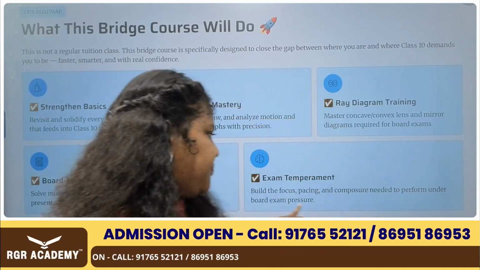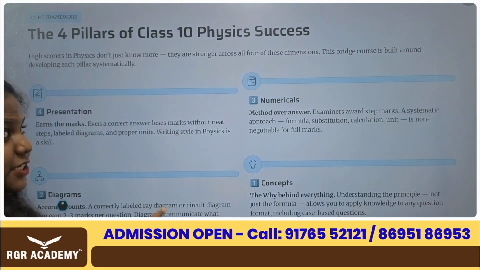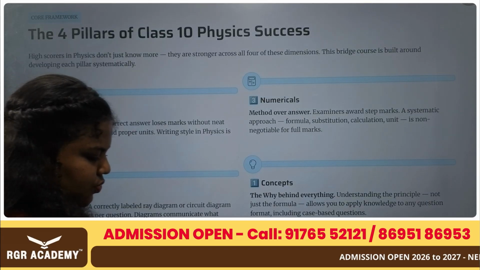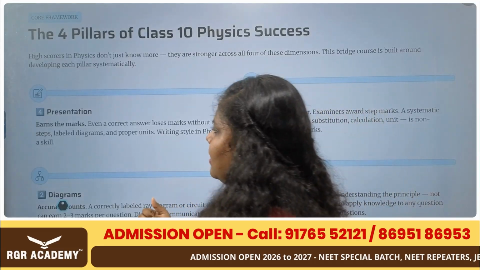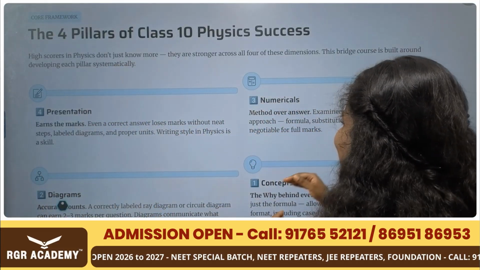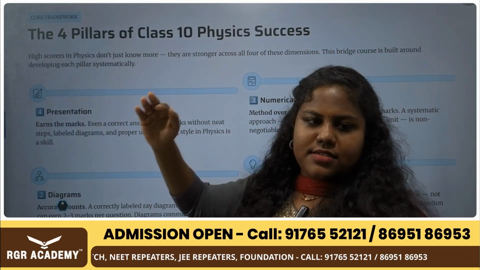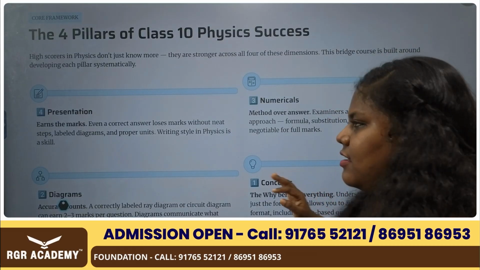So keep it in mind, especially in physics. When it comes to 9 to 10, these are the basic things you have to keep in mind. Starting from concepts, then diagrams, numericals, presentation. This is the flow chart of the entire year. For an entire 10th standard, this is the flow chart.